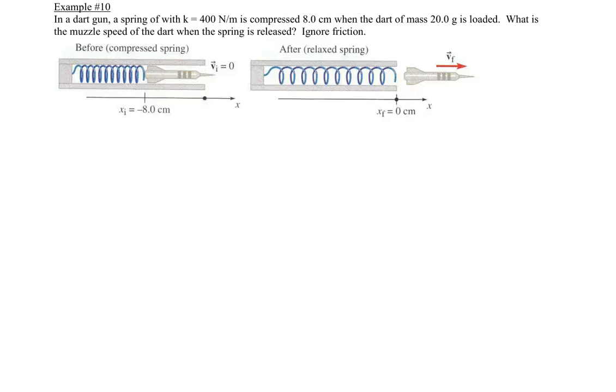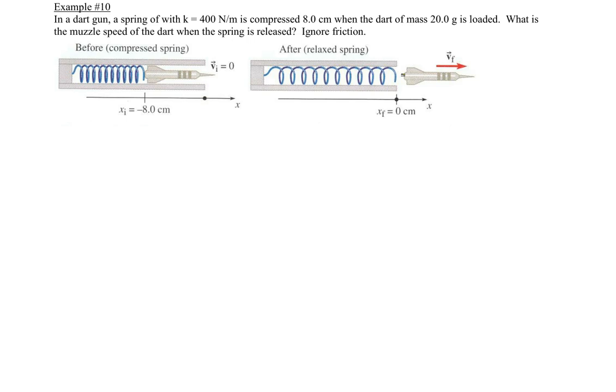Welcome to example number 10. This is a question about a dart gun. So we have a dart gun with a given spring constant of 400 newtons per meter, which is compressed a distance of 8 centimeters away from its equilibrium. The mass of the dart is given as 20 grams, and we want to find what is known as the muzzle speed. So what is the speed that the dart leaves the spring-loaded dart gun?